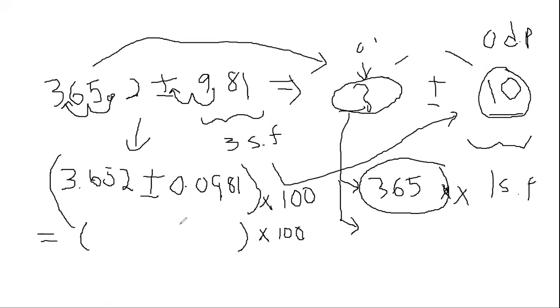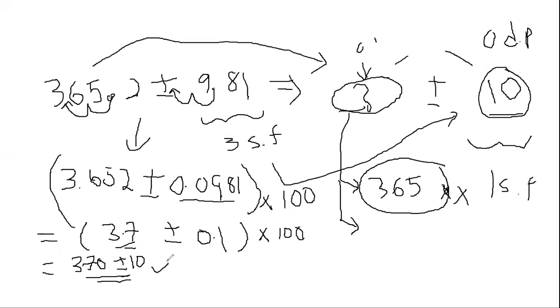Okay, try to simplify inside. The error must be one significant figure. So how do you write? Write it in one significant figure: 0.1. Here, what do you get? You get 3.7. Times the 100 inside, what do you get? 370 plus minus 10. Good, correct. 370 plus minus 10. This is your correct answer.